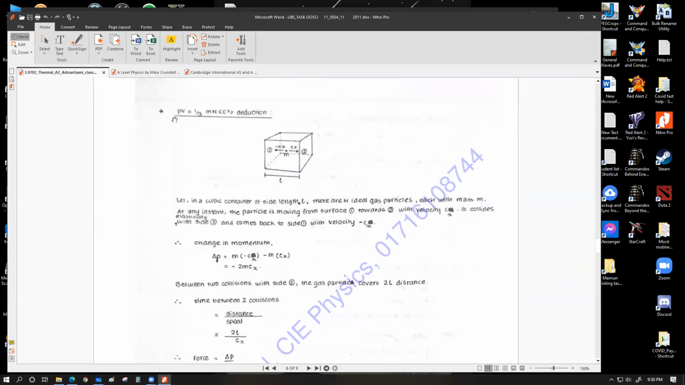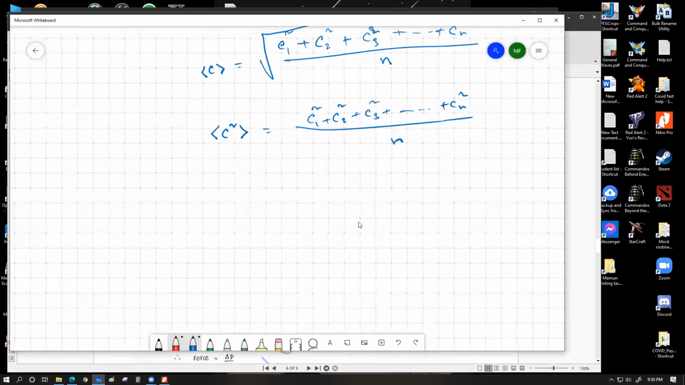We are going to derive this formula, PV equals 1/3 mc square. Now, this is a very important equation, and we're going to see how this works. I'm going to write up this equation. I'm going to show you this whole derivation process in detail.